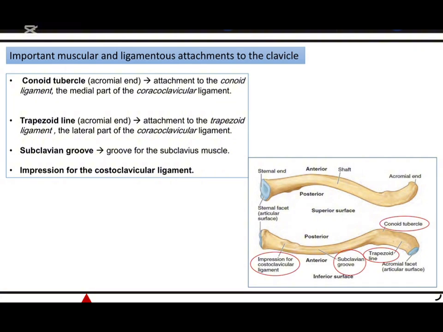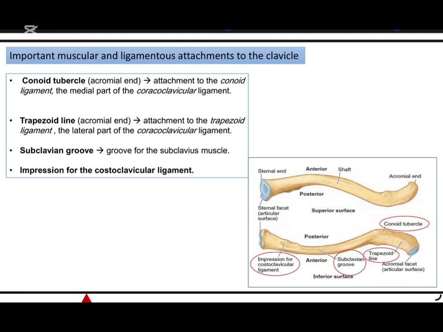The first part, I call it conoid ligament, which is attached to the conoid tubercle. What about the second part of this ligament? It is the trapezoid ligament. This trapezoid ligament attaches here to what we call trapezoid line. Also, I find it on the lateral end of the clavicle, okay?